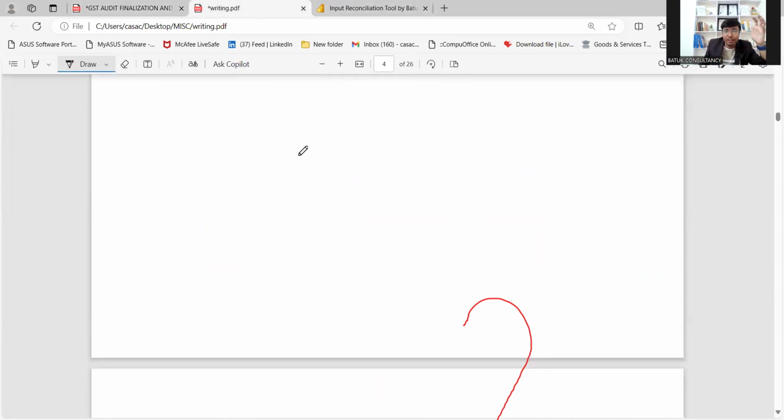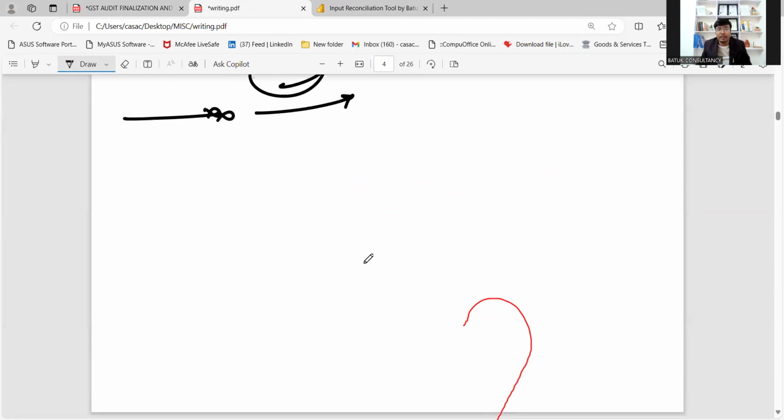When you do the business audit or departmental audit of a particular client, at that time, this is the concept of place of supply.